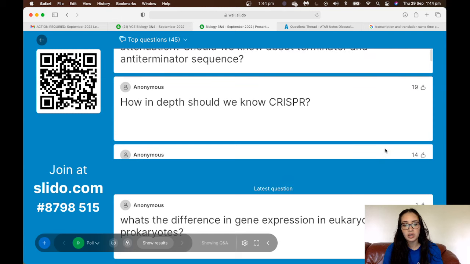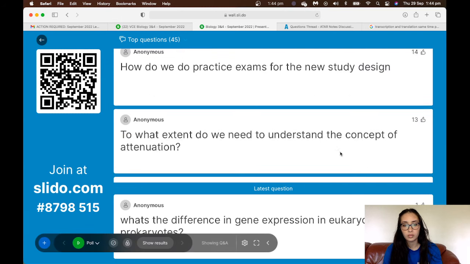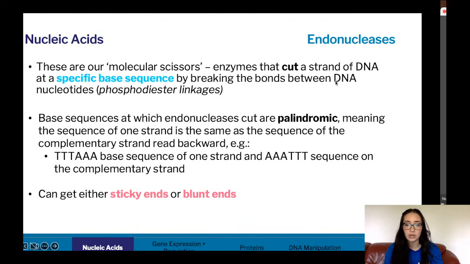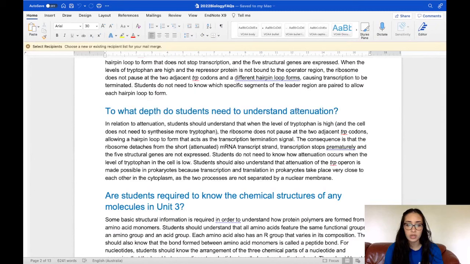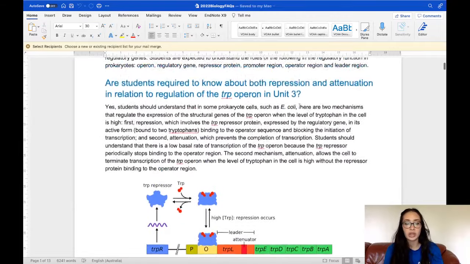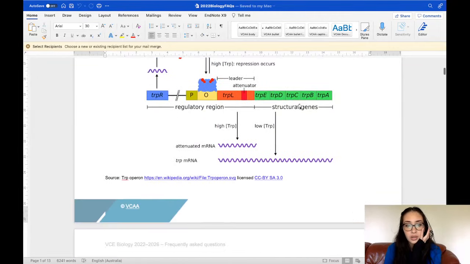Let's see if there's anything else we need to cover here. Hopefully I've covered attenuation enough. Otherwise, go and check out that document here. They do have quite a bit of info on attenuation, and quite a bit on the trp operon. So I think this is pretty much all you need to know about the trp operon. It's all summarized here.